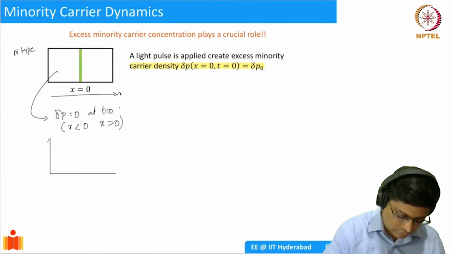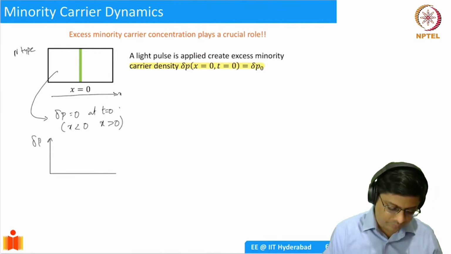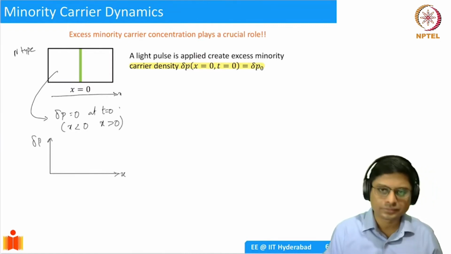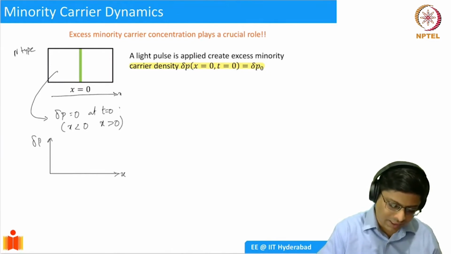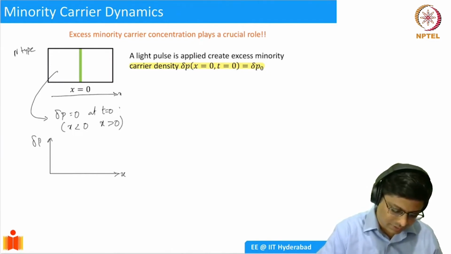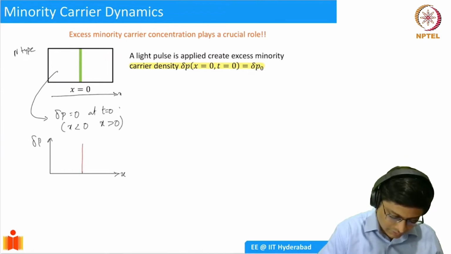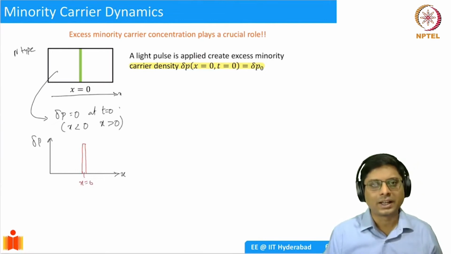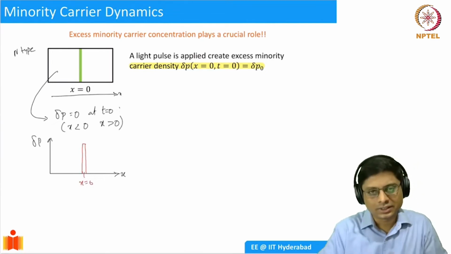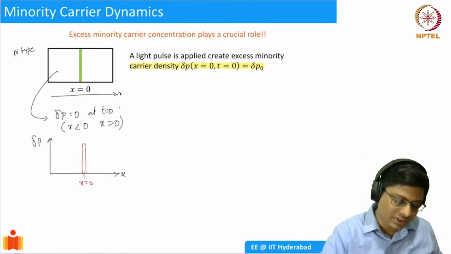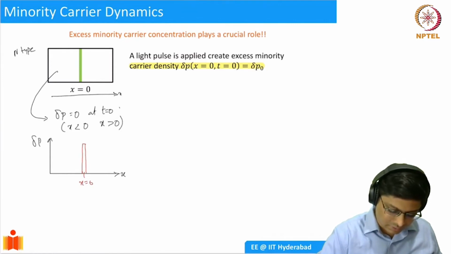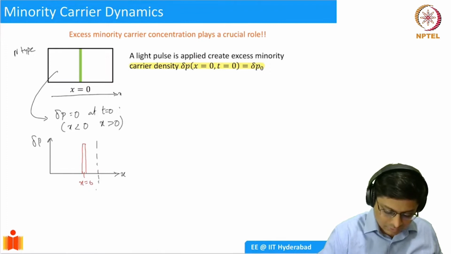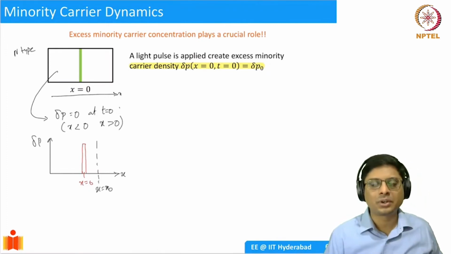So if I plot this, this is delta P versus x. Initially at time t equal to 0, I have my minority carrier density, n-type semiconductor, so delta P at x equal to 0. Let's say this is the number of holes that I introduced. Now, as time changes, what's going to happen? These things are going to diffuse, right? So what I need to do is essentially monitor. For example, I can monitor a location, maybe here, at some x equal to x naught. I'll try to monitor the number of holes.